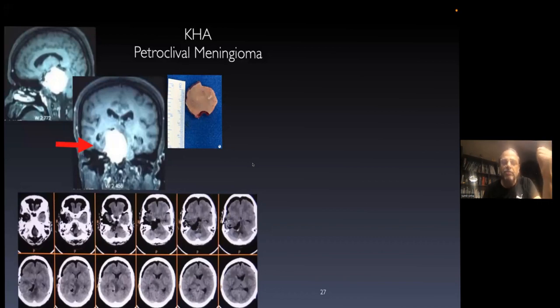Massive skull-based exposures requiring anterior petrosectomy, combined petrosal.